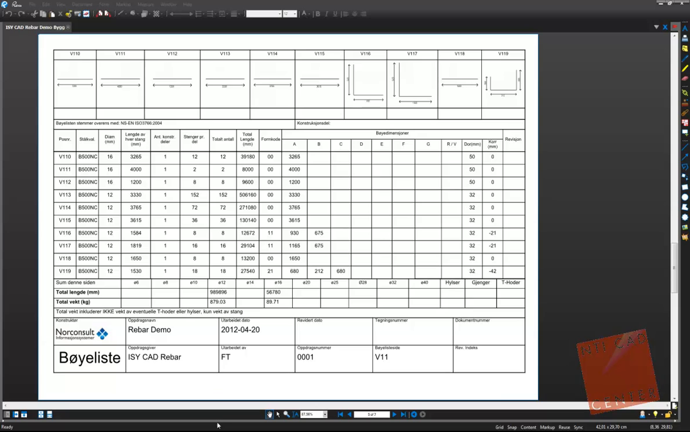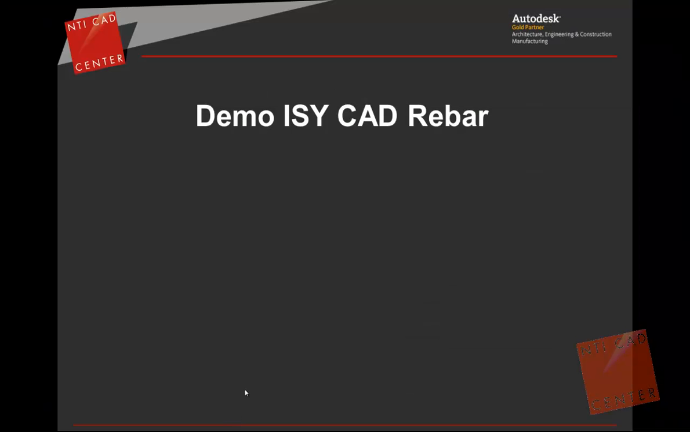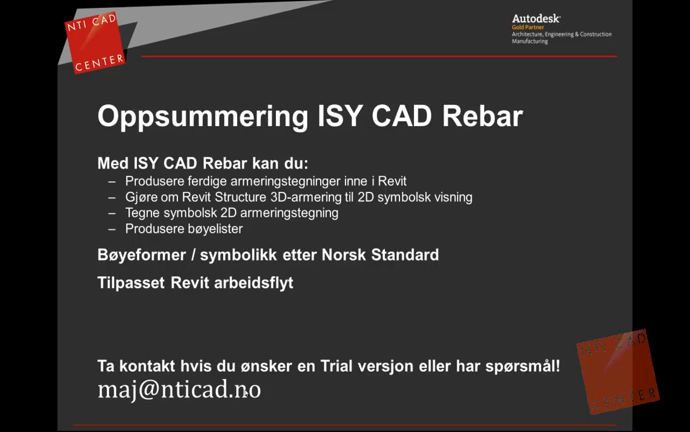I'm jumping back to the PowerPoint slide and moving a little bit further. So yeah, summarizing, you can do 2D symbol part as well as convert 3D existing reinforcement to 2D symbols, produce bending list, and that everything is done according to the Norwegian standard.